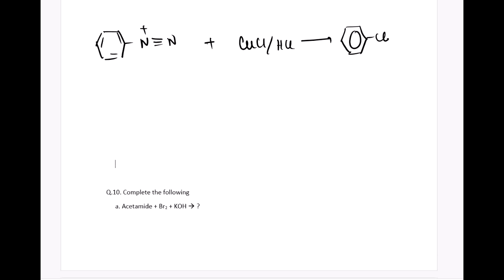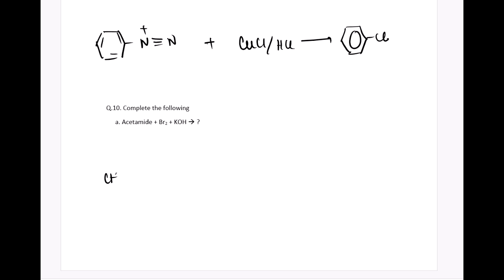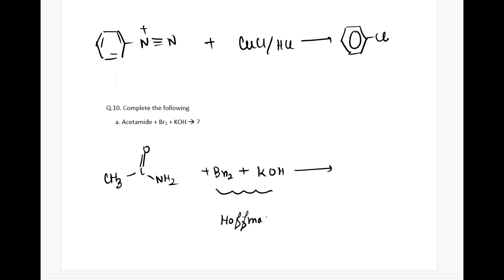Here we have: complete the following reaction. Acetamide is reacting with bromine. Acetamide has the formula CH3CONH2. Along with bromine, potassium hydroxide is there, and both of them are the reagents of Hofmann degradation. Hofmann degradation means one carbon less will be there, and this is a process of formation of amine from amide. So this is our acetamide, and with bromine and KOH, it will give you methylamine, CH3NH2.